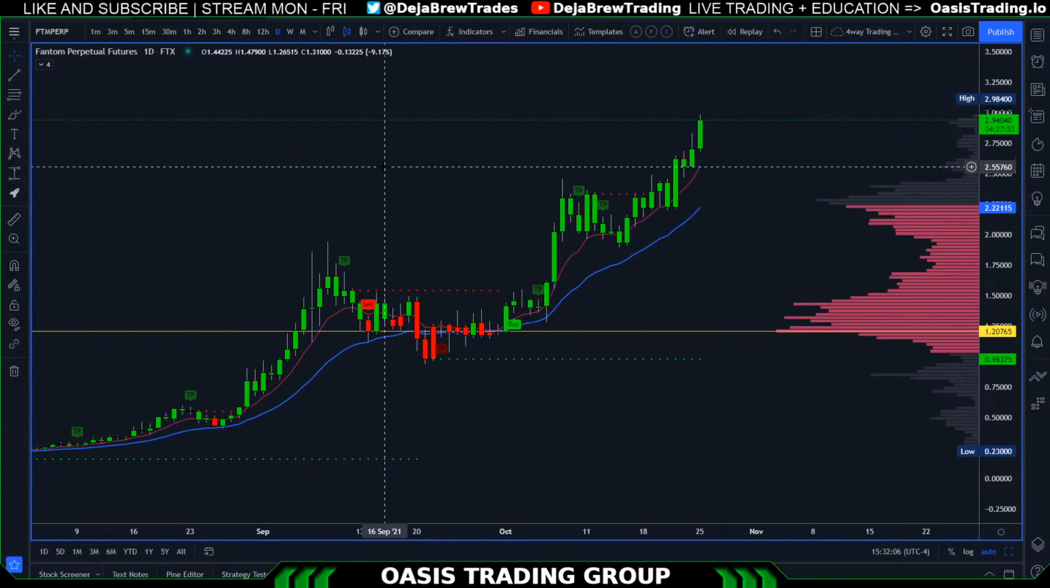Another tip for volume profile. Let me see if I can find any examples.